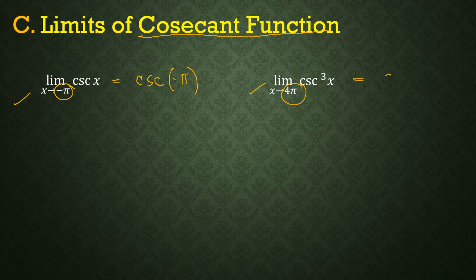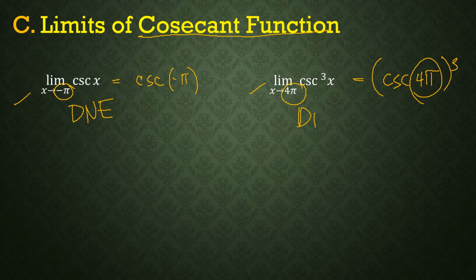The other is cosecant 4 pi. Okay, and since that is 4 pi and that will make the function undefined, therefore the limit will not exist. Okay, and we will have a general explanation of that when we move to our next topic about infinite limits.